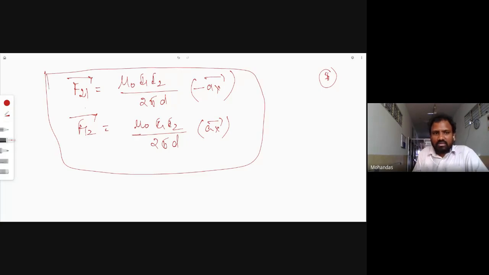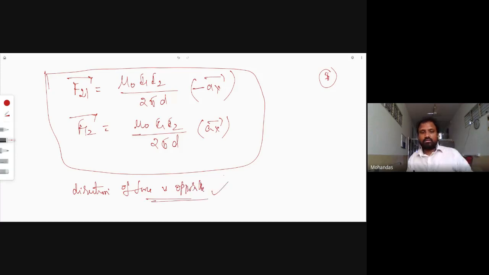But what about the direction? Please tell me. Direction will be what? One is positive x-axis, another one is negative x-axis. So the direction of force is opposite. Okay? So this is about the force.